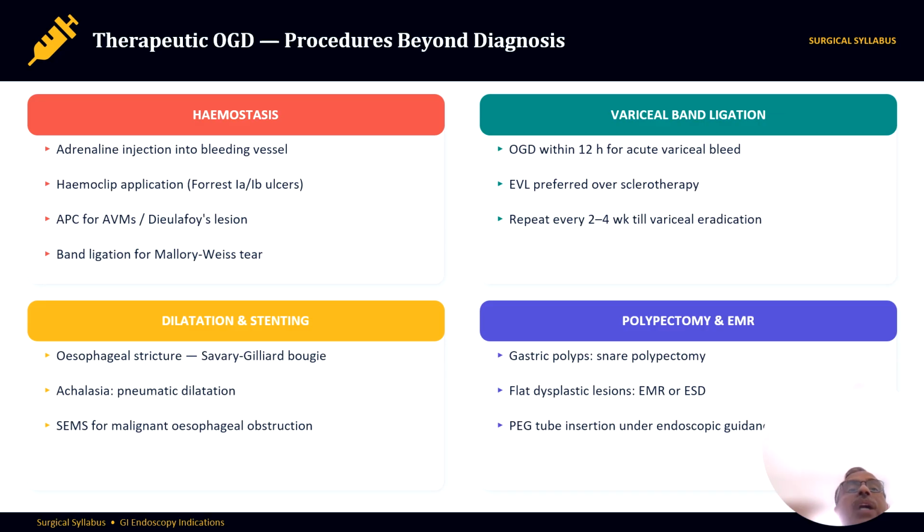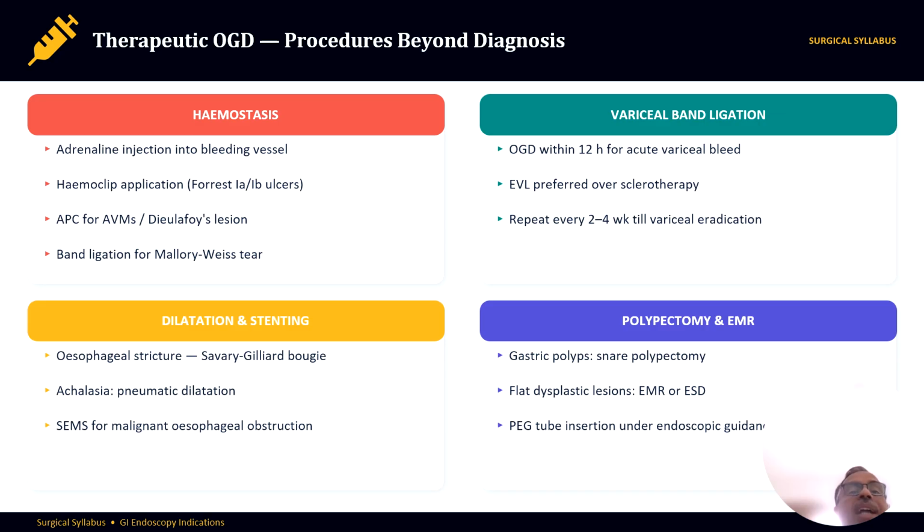You can also do therapeutic OGDS in esophageal variceal band ligation, VBL. In such a case, OGDS should be done within 12 hours for acute variceal bleed. Endoscopic variceal band ligation is always preferred over sclerotherapy. Repeat every 2 to 4 weeks till esophageal varices are eradicated.